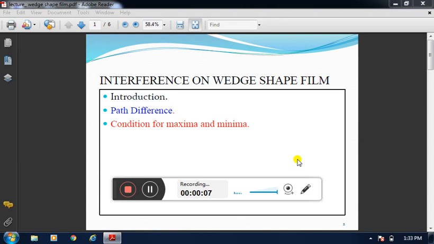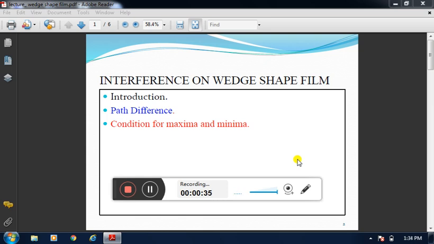Today we are going to discuss interference in wedge-shaped film. In the previous lecture, we discussed interference in thin film. Dear student, in the previous lecture we already discussed the definition of interference and types of interference. Interference is of two types: interference due to division of wavefront and interference due to division of amplitude.